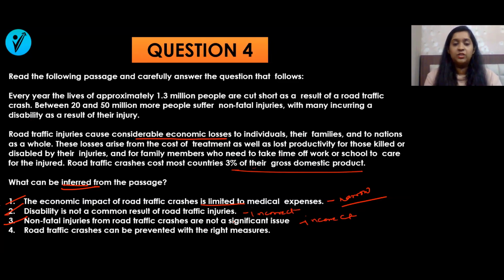Road traffic crashes can be prevented with the right measures. Well, this is what we can infer. What is the point of talking about road traffic crashes and the loss of lives and how an economy is being affected if we can't help with it? So, what we can infer is that it can be prevented with the right measures. So, it is option 4.